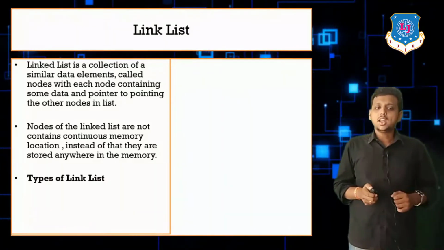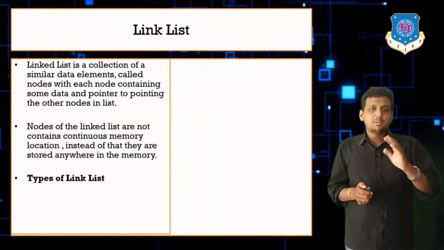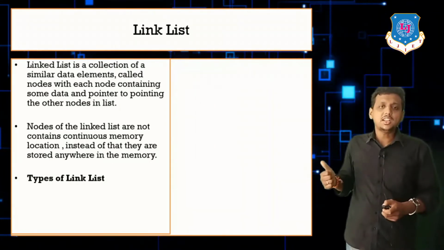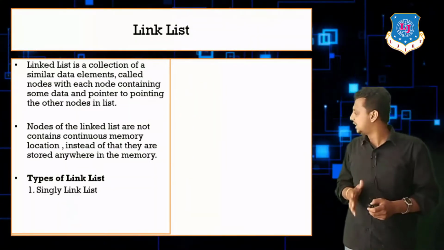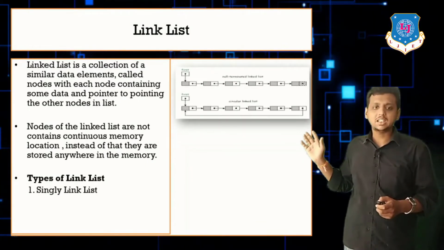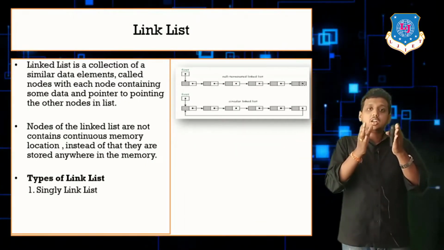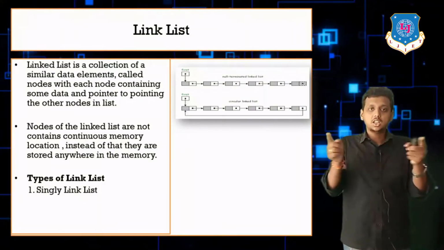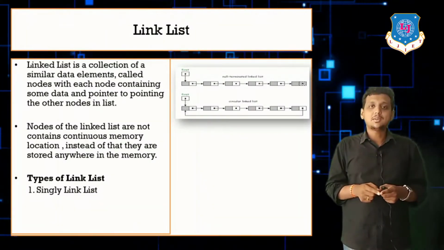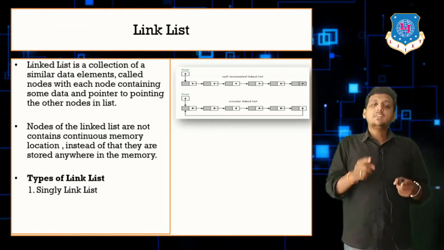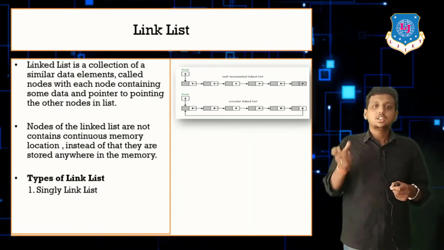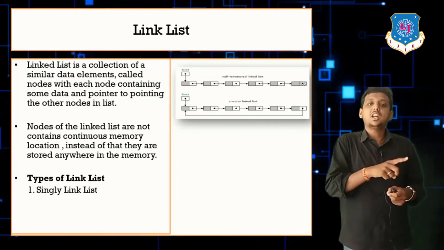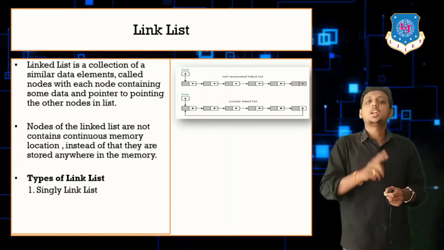So why? Let me tell you. Before that, let's talk about the types of the linked list. The first one is a singly linked list. Students, here you can see the singly linked list. One node is connected with another node with a link. That link is known as a pointer. When we talk about the singly linked list, the link of the last node, or we can say the pointer of the last node, is pointing to null.